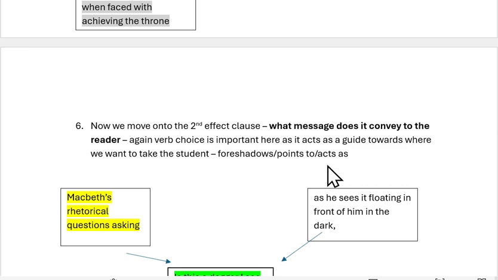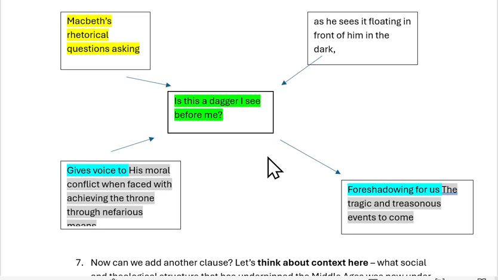Well, we all know what he's going to do. So a word like foreshadows, and we can come up with foreshadows what? The tragic and treasonous events to come, or foreshadows his treasonous act of regicide. Okay, again, you want to use words like regicide. We add that to our vocab. Treasonous, his infidelity towards the monarch, those sorts of words build up the students' vocab so that when they're producing analysis further down the line, they already have those words in their vocab.